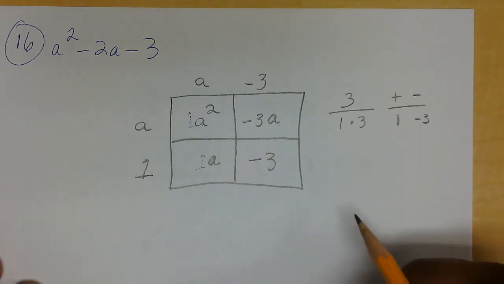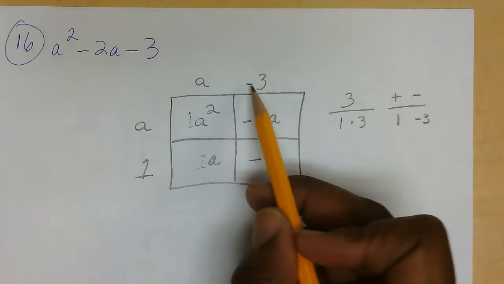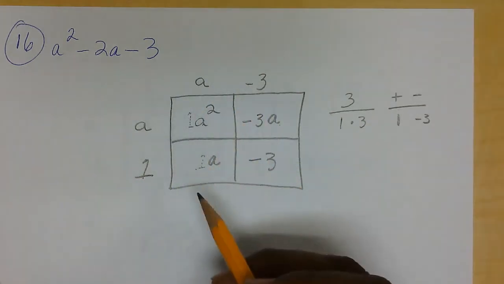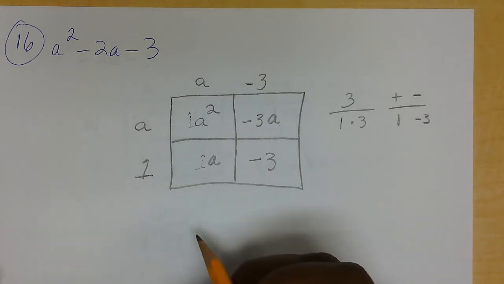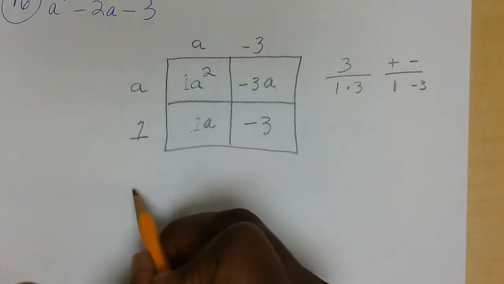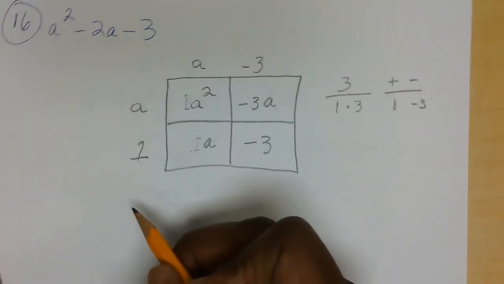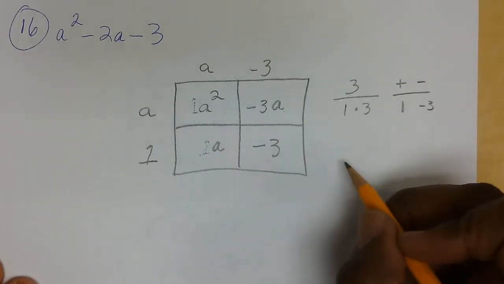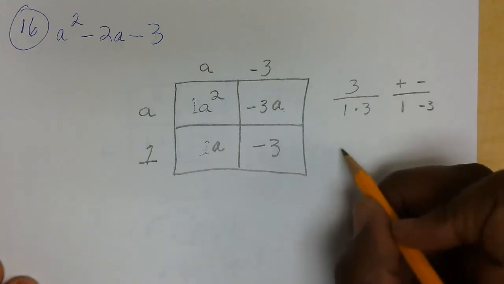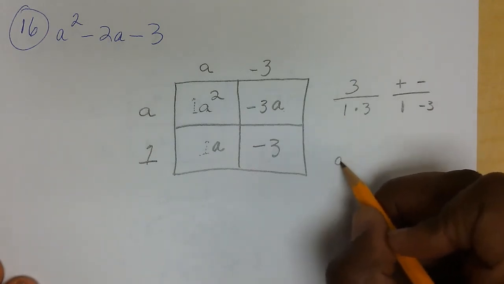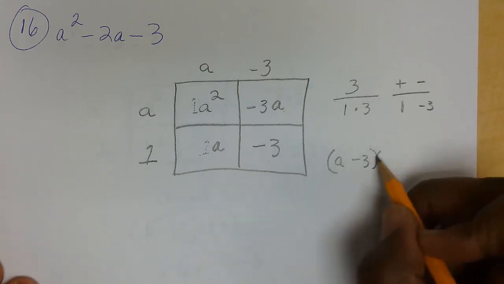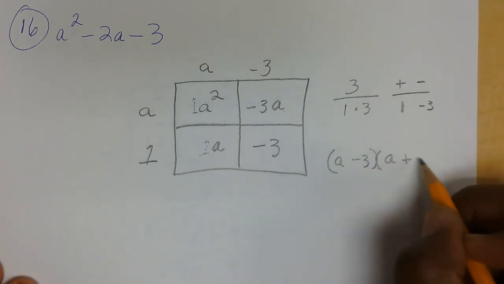So my new binomial is going to be these two factors and these two factors. So let's go ahead and write that out. It doesn't matter which one is first. Guess I'll write it here. A -3 times the quantity of a plus 1.